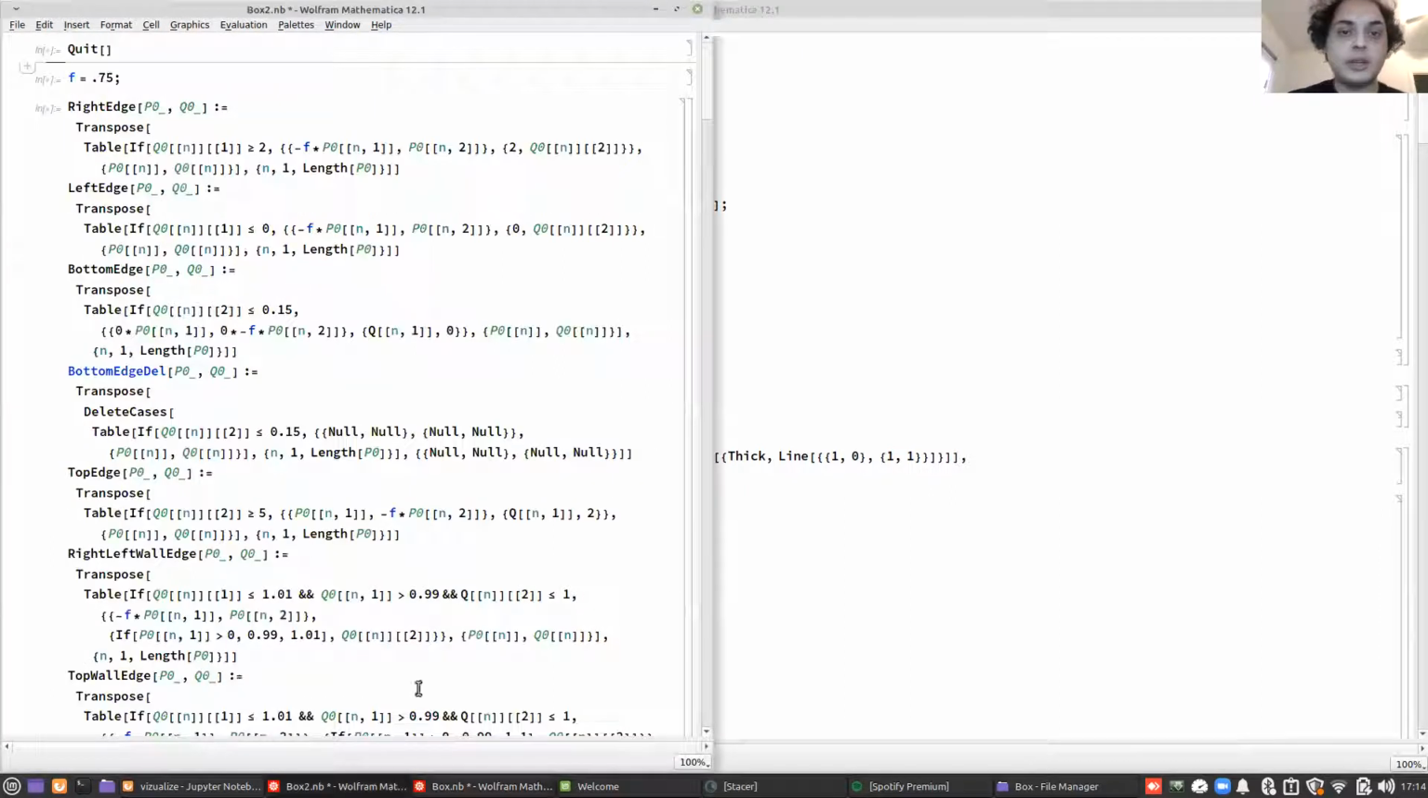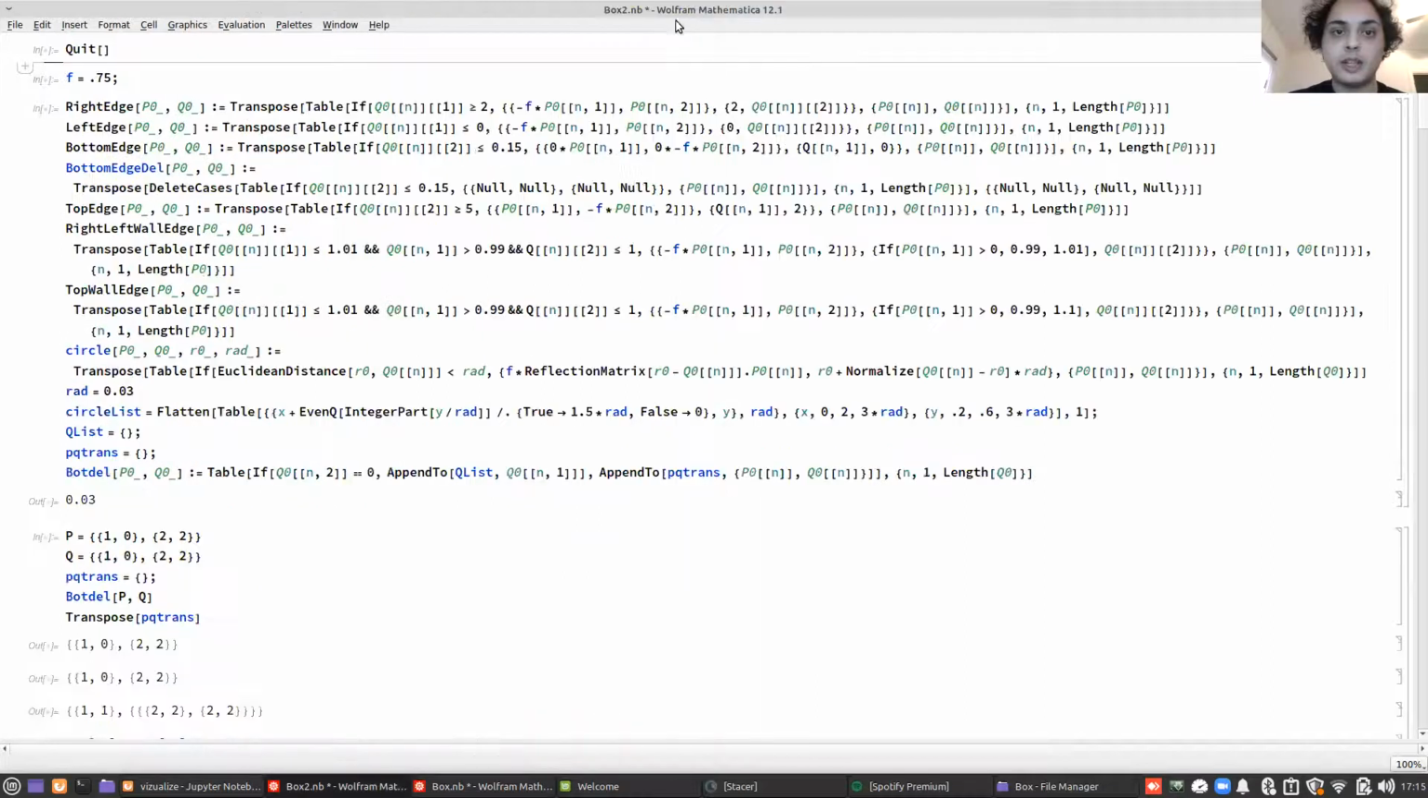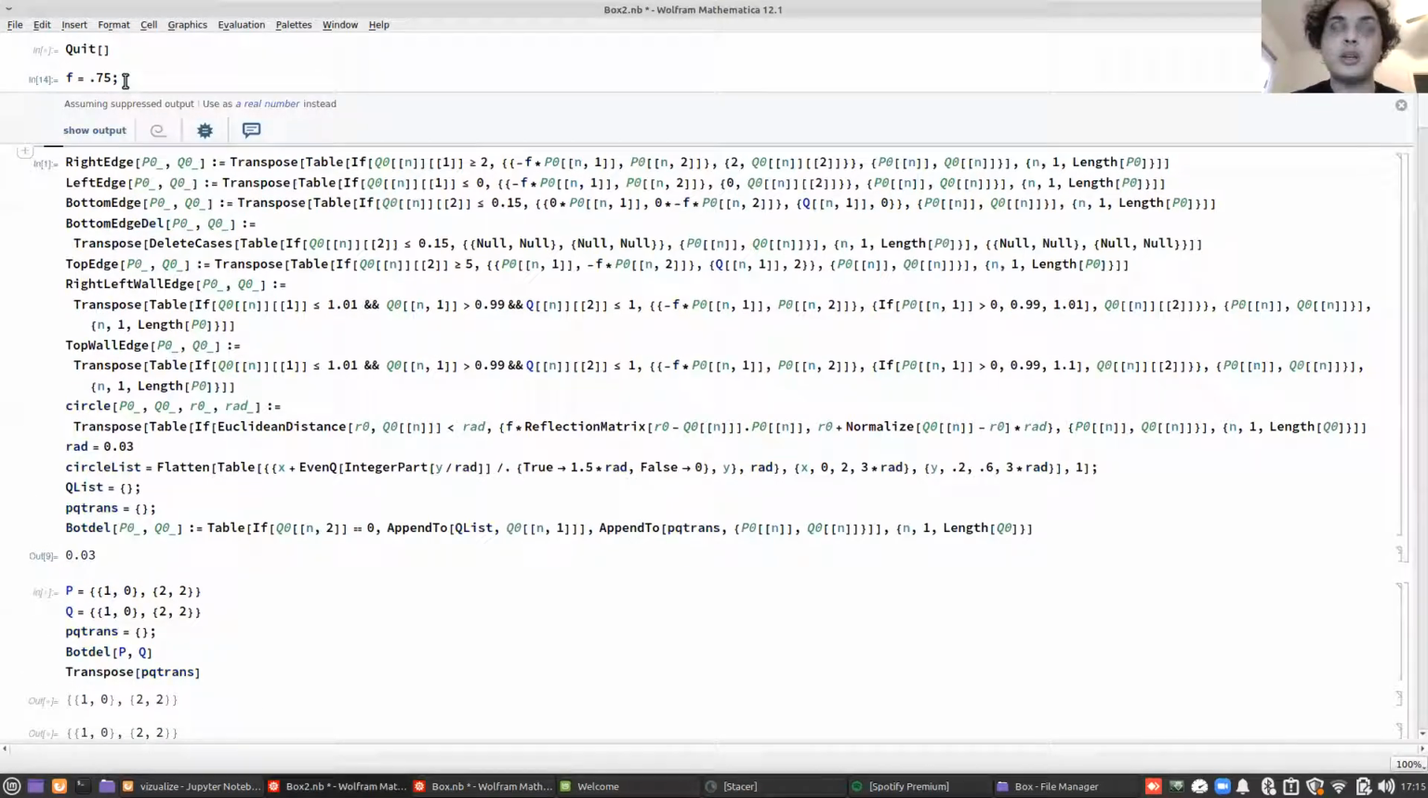A slightly more interesting simulation is done with a similar framework. Let me reinitialize the kernel. But in this case, I have a bunch of circular boundaries, as well as a non-ideal elasticity. So this parameter F gives the percentage of energy that is transferred when a particle hits a boundary.